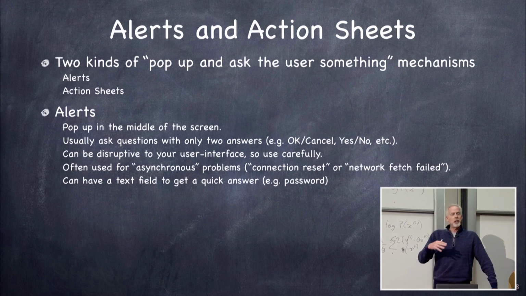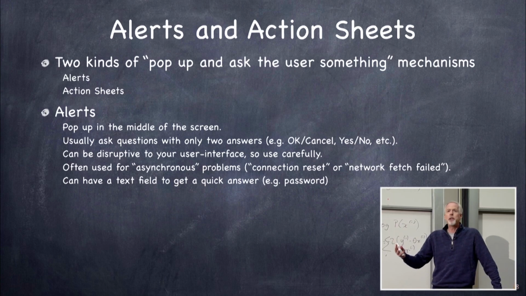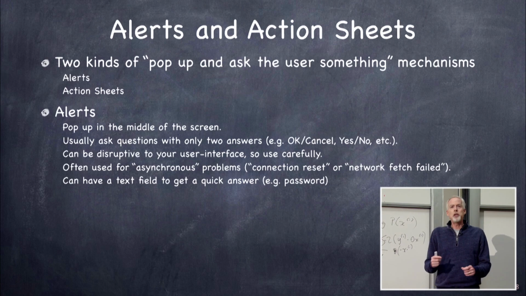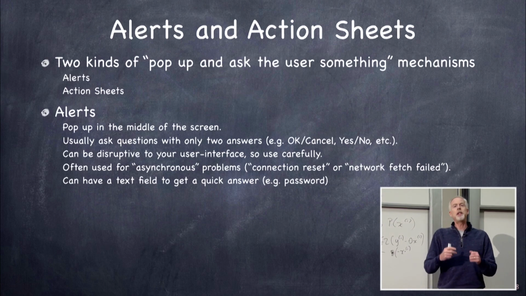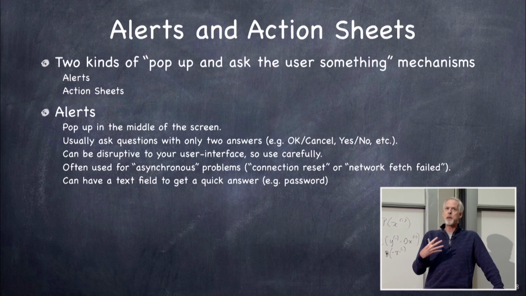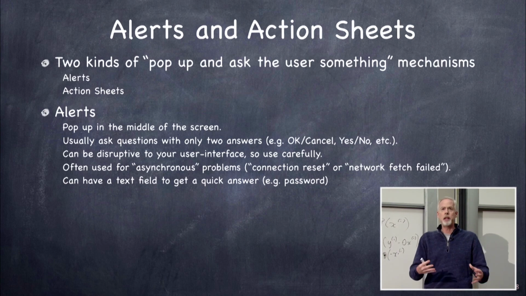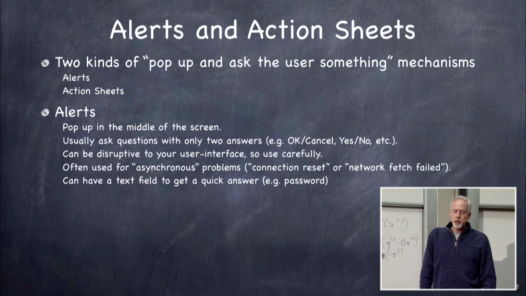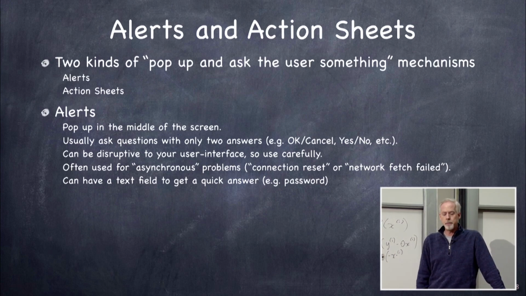It's usually for asynchronous things like a network failure or something that happens out of the ordinary. You don't want to use an alert as just a way to talk to your user and ask them a yes or no question, things like that. Alerts are pretty disruptive to the user interface experience because they lock out the entire app and force you to deal with this thing. So it's not a primary kind of user interface element. It's more of an emergency situation, asynchronous, unusual, that kind of thing.